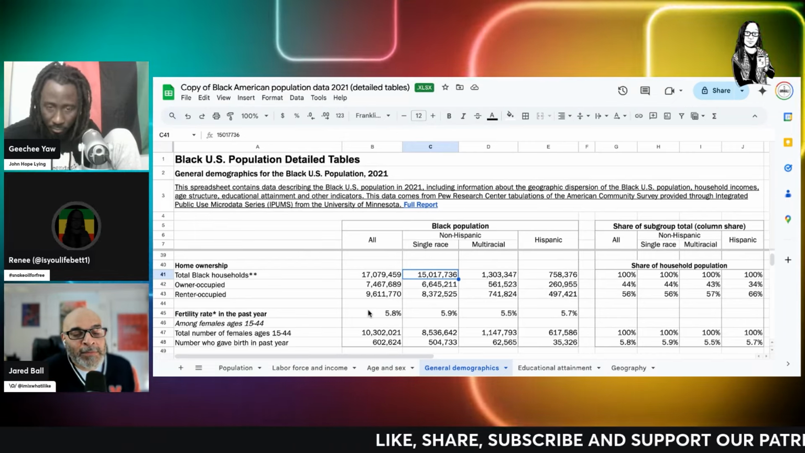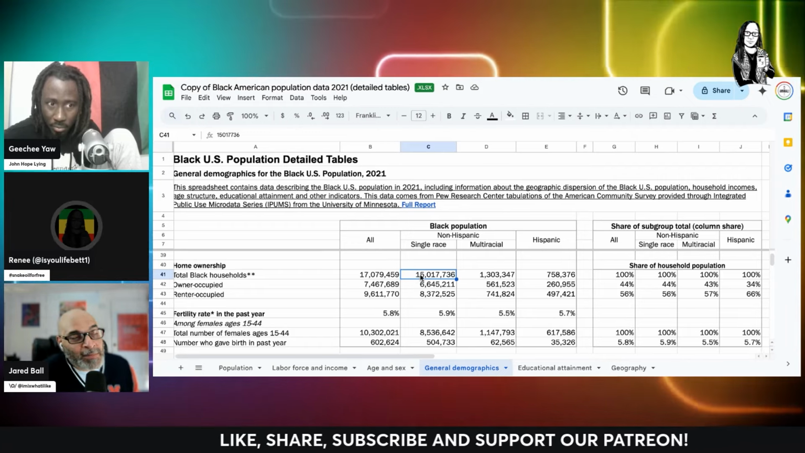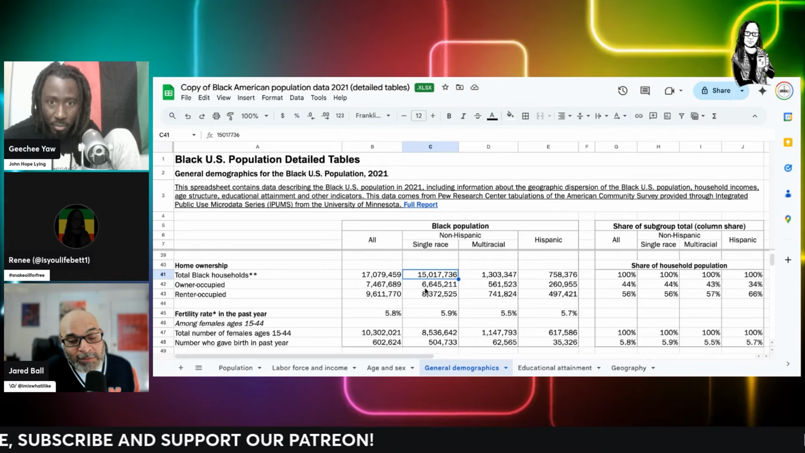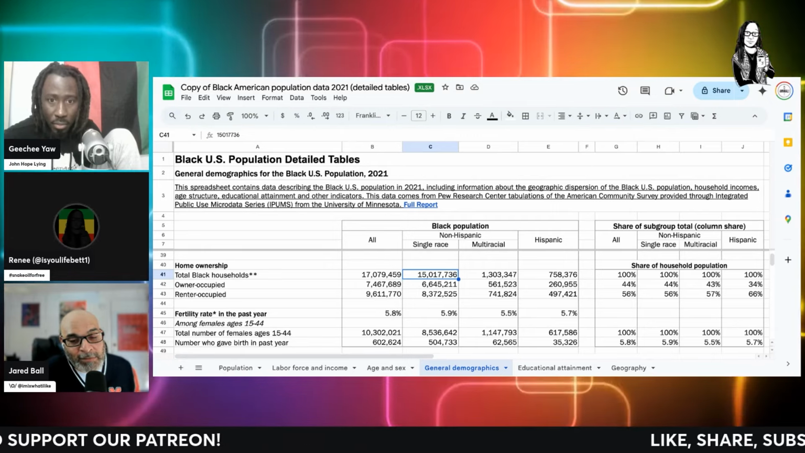You still with me, Jared? I'm with you. Okay. Now your numerator: the 15 million households. Your numerator is the line right under it where it says owner occupied.